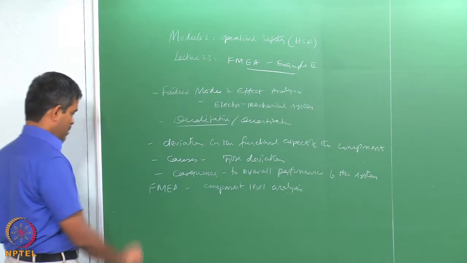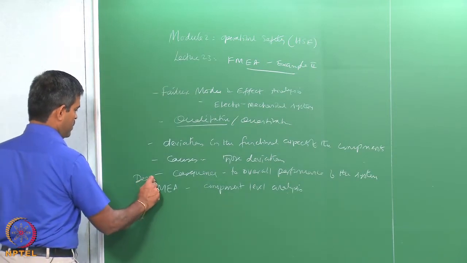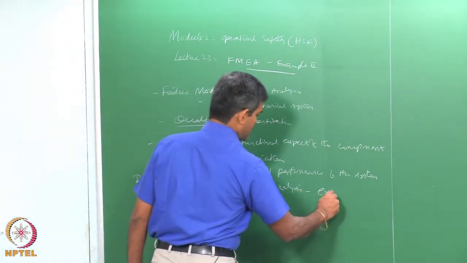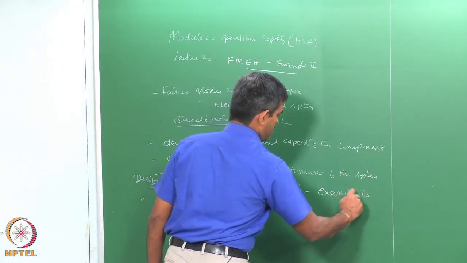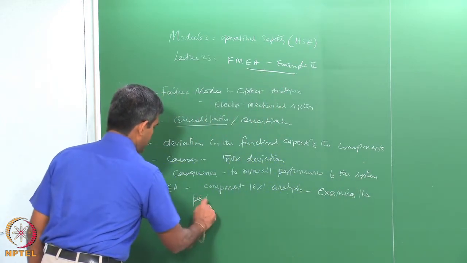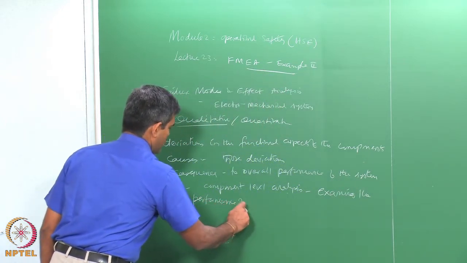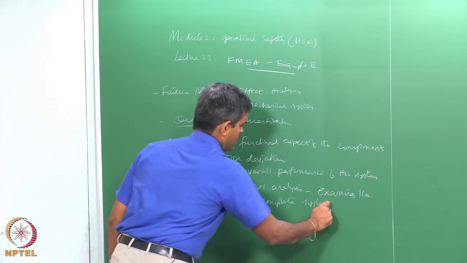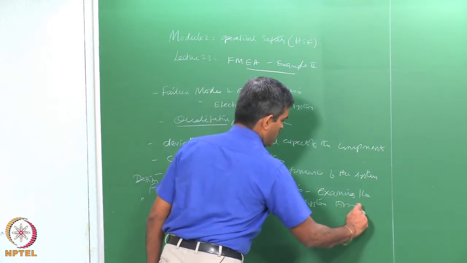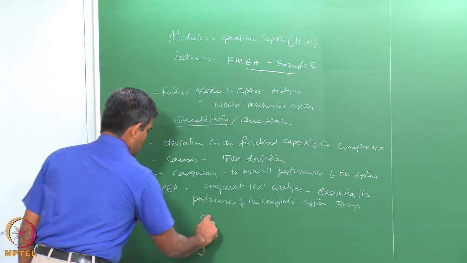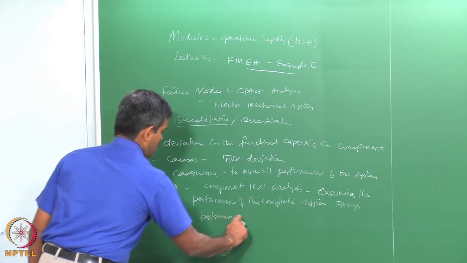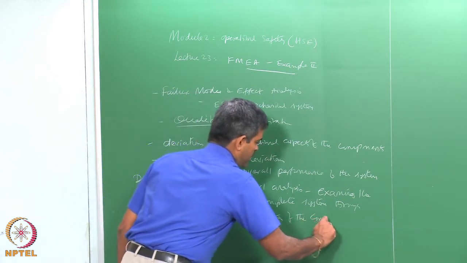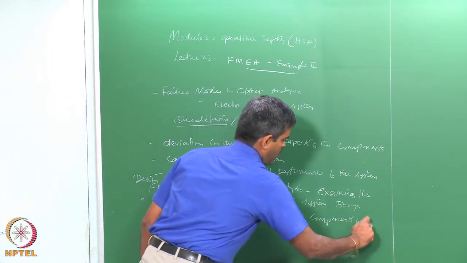To be very specific, let us say design FMEA is a component level analysis which examines the performance of the complete system through the performance evaluation of the components of the system.